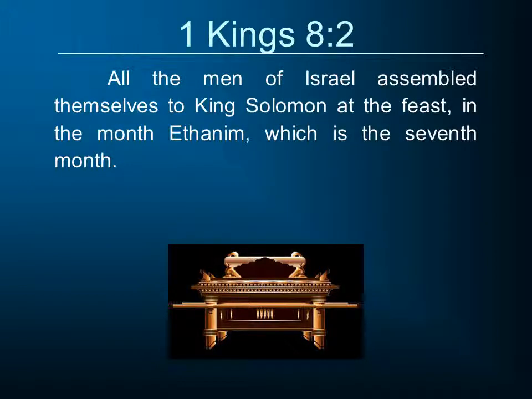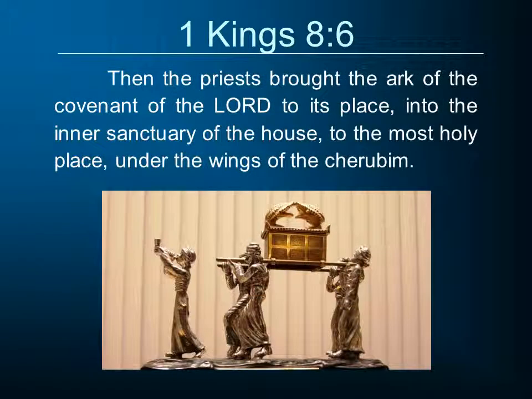And all the men of Israel assembled themselves to King Solomon at the feast in the month Ethanim, which is the 7th month. And then the priests brought the ark. They leave the cart behind. The priests brought the ark of the covenant of the Lord to its place, into the inner sanctuary of the house, to the most holy place, under the wings of the cherubim.